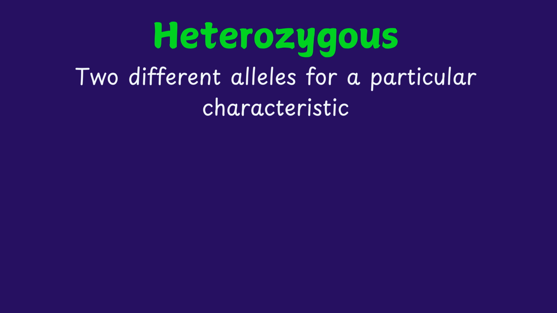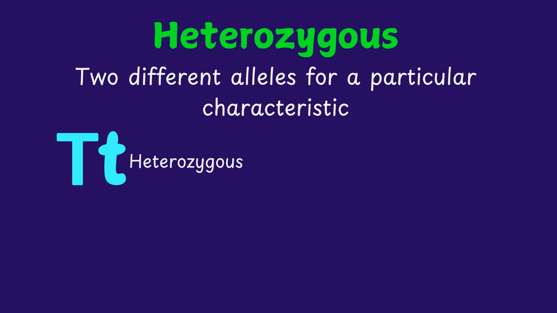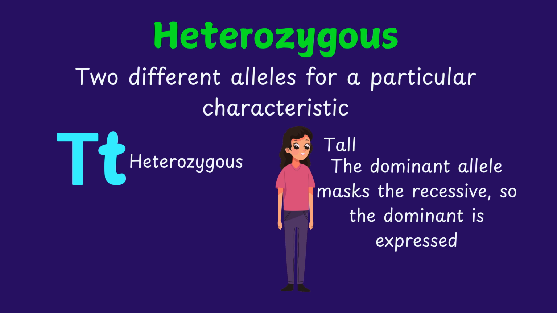The next word is heterozygous. And this is when there are two different alleles for a particular characteristic. For example, big T, small t. This is heterozygous. And in this case, the individual would be tall. Why? Because when the dominant allele is present, it masks the recessive allele, and so the dominant allele is expressed. So in this case, the individual would be tall.